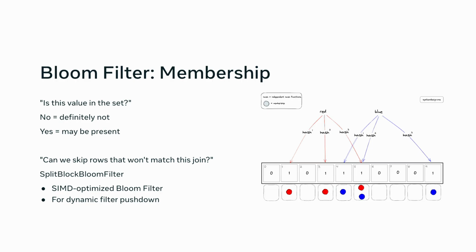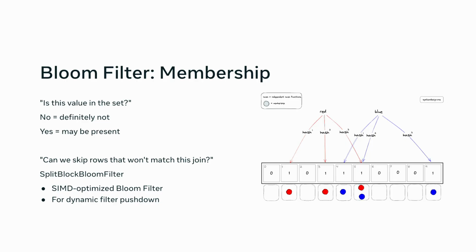OK, now the last one here is not a sketch, but it's a very common probabilistic filter, which is the Bloom filter. This is used for membership questions, such as, is a value in a set? If the answer is no, then no always means no. And if the answer is yes, then it means that the value may be present in the set.